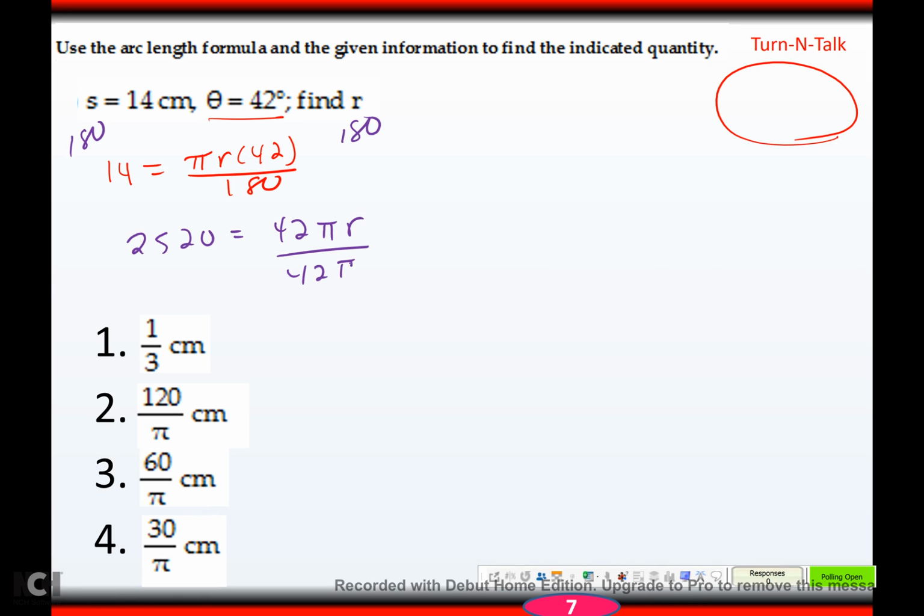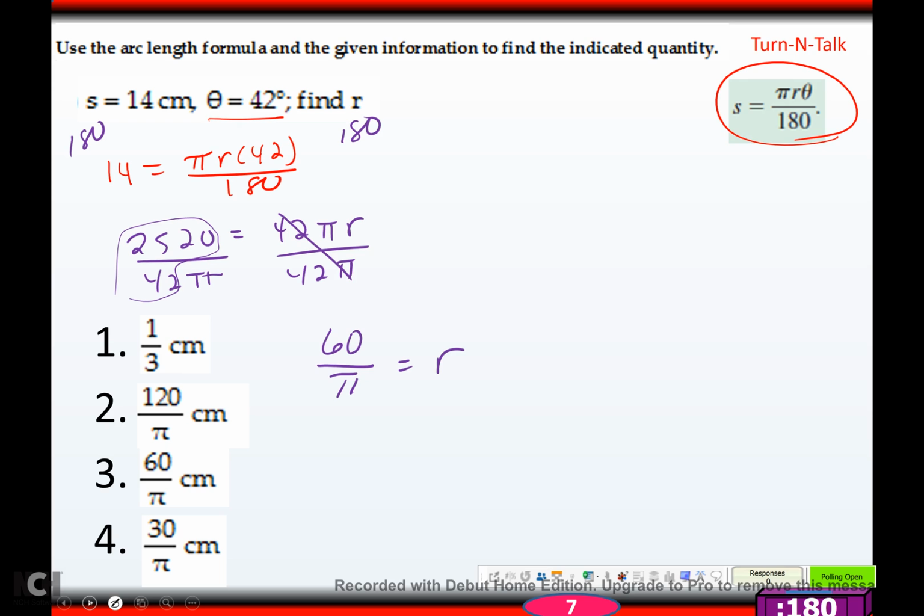Divide by 42 pi, divide by 42 pi. And again, they left my answer in terms of pi, so all I can do is try and simplify this. If I type in 2520 divided by 42, you get 60. So this would come out to 60 on top over pi on bottom equals the radius in centimeters. There you go.